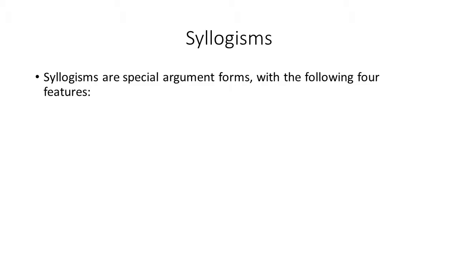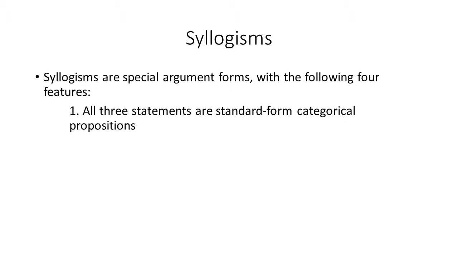So I said we're going to use Venn diagrams to say whether or not arguments like that are valid or invalid. What do I mean by arguments like that? Well, what I have in mind here are syllogisms. These are special argument forms, and they have four features, or at least four features are of interest to us. First, they're made up of three statements: two premises and a conclusion. All of those statements are standard form categorical propositions. That means they have a quantifier, a subject term, a copula, and a predicate term.